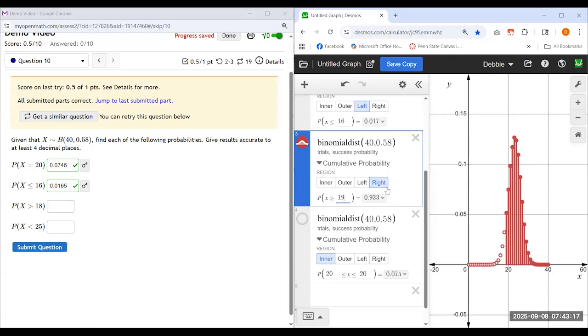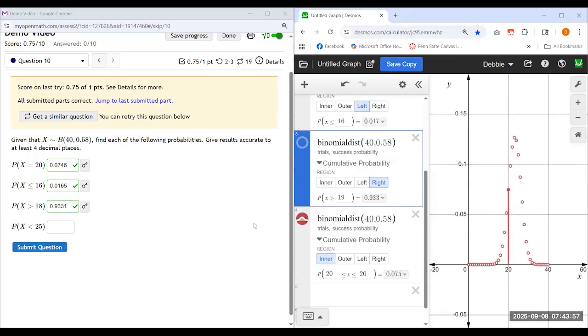Since it's a greater than probability, it's going to be a right-sided area. So the right region of the distribution starting at x equals 19 so that I'm not including x equals 18. And so again, it's going to show me that it's including 19, 20, 21, etc. So my probability here is 0.9331. Make sure you round correctly here.